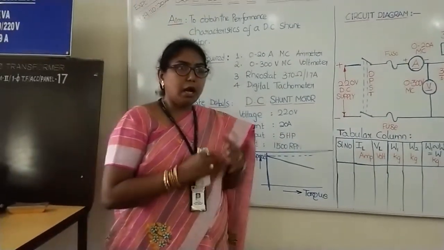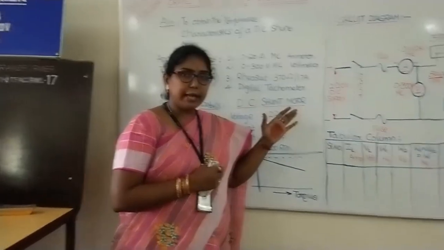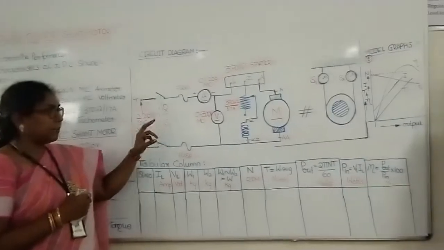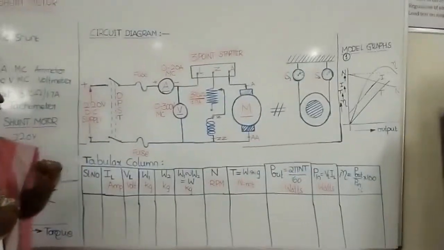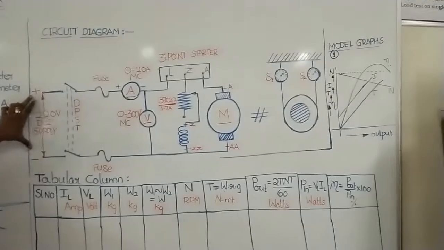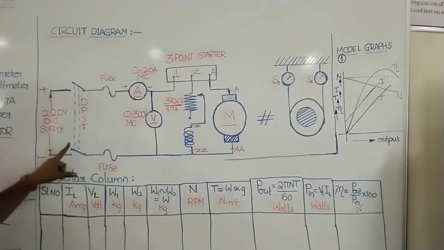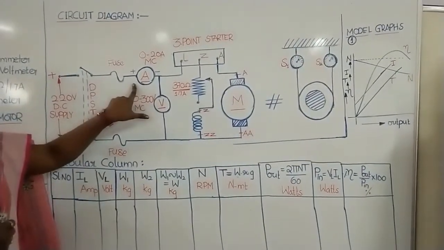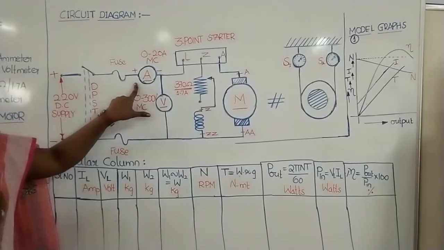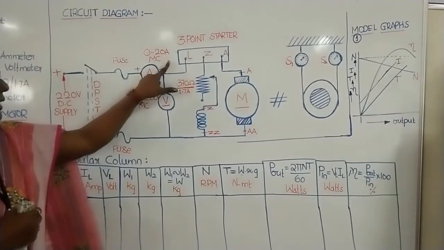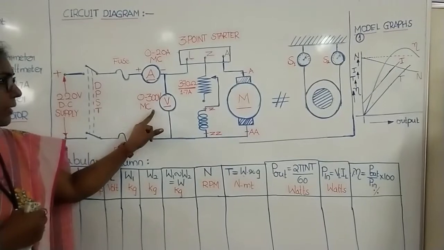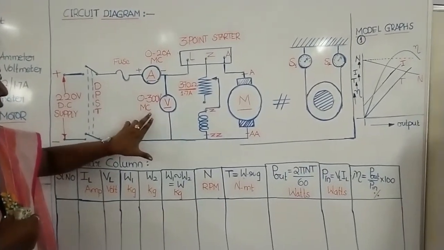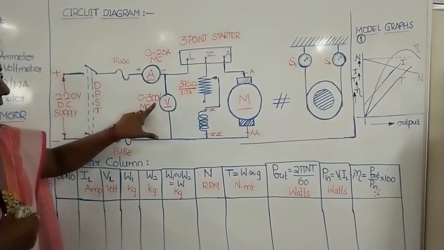Now I would like to explain the circuit diagram of the DC shunt motor for the brake test. Let me explain the different points on the circuit diagram first. These two are the supply terminals, and here is the DPST switch, meaning double pole single throw switch, and these are the fuses. This is an ammeter we have connected in the line to measure the current drawn from the supply, and that is 0 to 20 amperes MC. And there is a voltmeter we are connecting across the supply to measure the voltage of the DC shunt motor, and this is 0 to 300 volts MC.